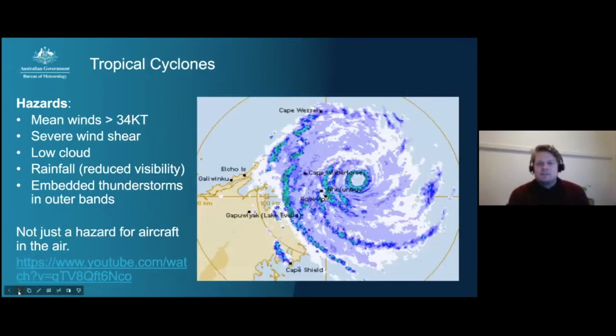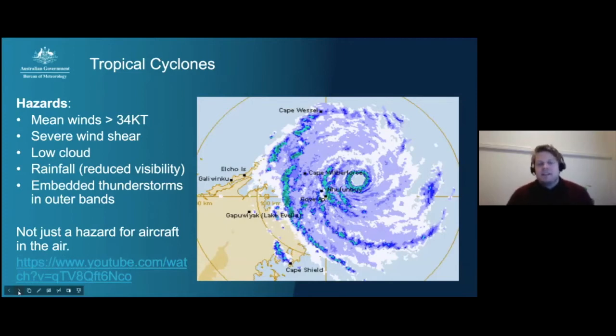Next slide, please. So tropical cyclones: we call it a tropical cyclone if it has mean winds above 34 knots. Obviously, if it's got strong winds in it, there's a lot of wind shear happening in it. Those winds are in a clockwise direction around that cyclone. So if you were to fly through the cyclone, you could experience 30 or 40 knots pushing you one way, and then you get out the other side and it's instantly pushing you the other way. So obviously a lot of wind shear and turbulence, and also low cloud, rainfall and reduced visibility.